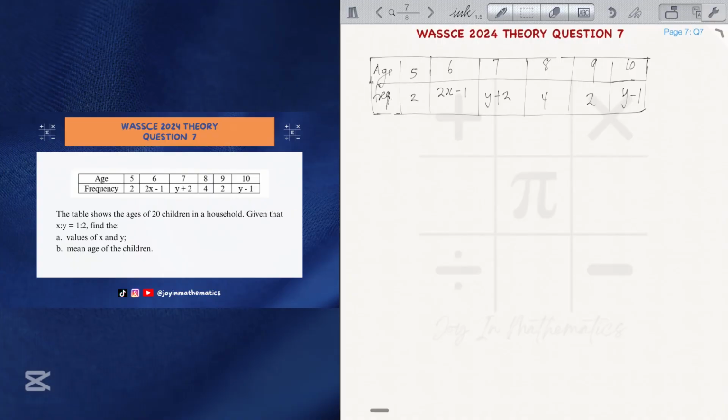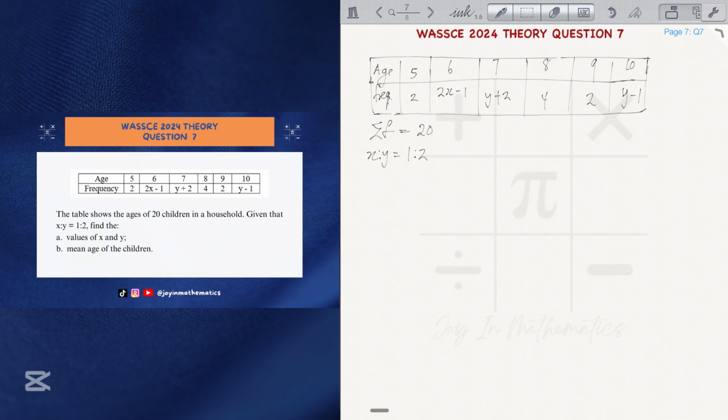Now let's proceed further to question 7. Question 7 says the table, which is a table of age and frequency, shows the ages of 20 children in a household. So we are saying that the number of children is equals to 20. That means summation f, that's the frequency of children, is equals to 20. Given that x ratio y is equals to 1 ratio 2, we should find the values of x and y, that's a and b, the mean age of the children.